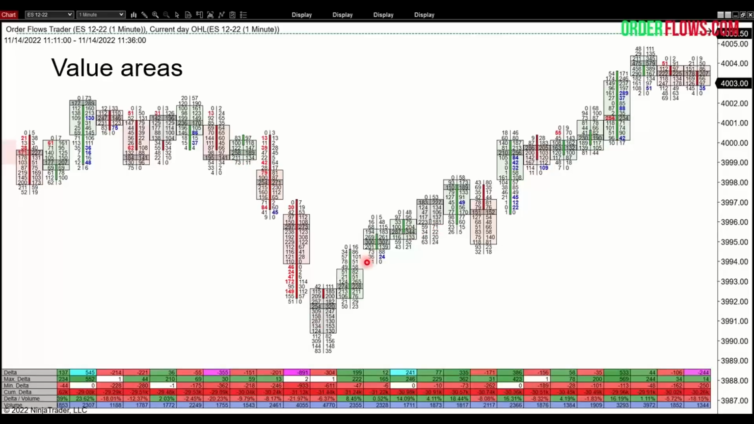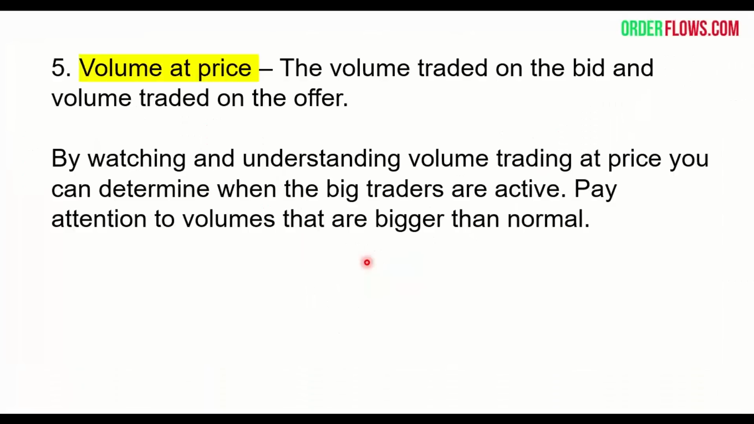Okay, so value areas are something that, for traders that are struggling with other aspects, looking at where value is trading and where it's forming, where balance is forming, can be a game changer. So it's something you should pay attention to.